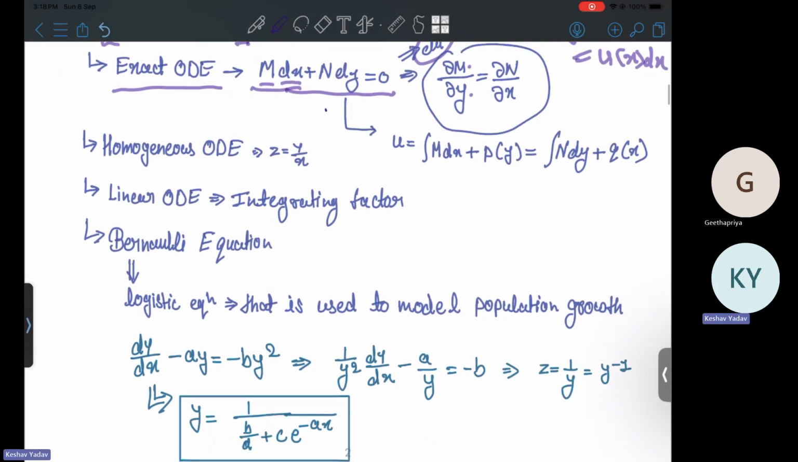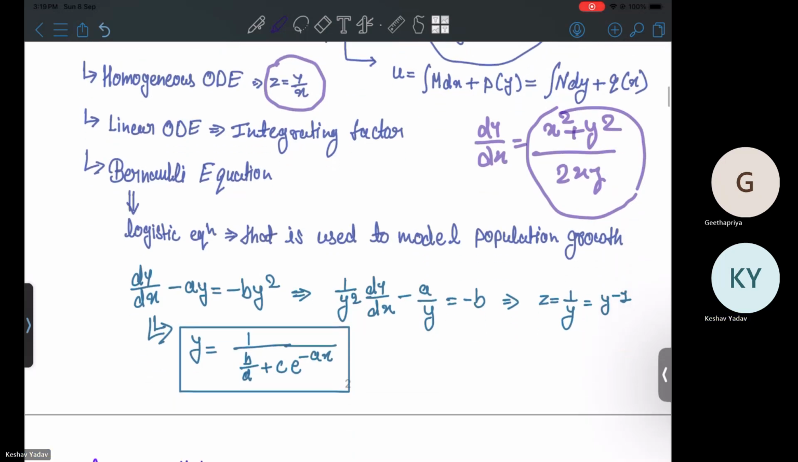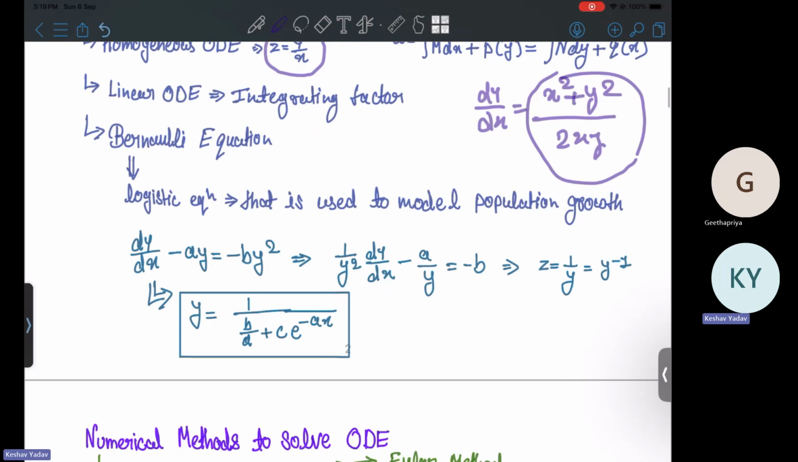Then there can be a homogeneous ordinary differential equation that can be solved by substituting z equal to y by x. Suppose you have dy by dx equal to (x square plus y square) divided by 2xy. So you can see here x and y multiplied, and here x square, y square. Everywhere the variables' power is the same, so this can be called homogeneous. Okay. Now these are the easy things that we have studied earlier.